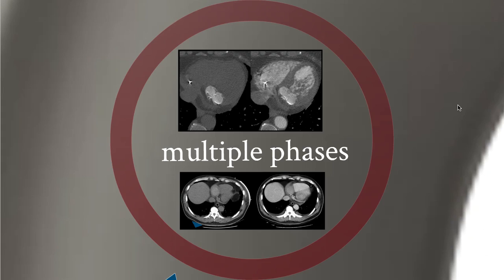This is a patient that had a bypass graft to the right coronary artery, and this is an aneurysm of that. In the pre-contrast phase, we see this hyperdensity, which looks like acute clot. And we see that it doesn't really change after contrast.